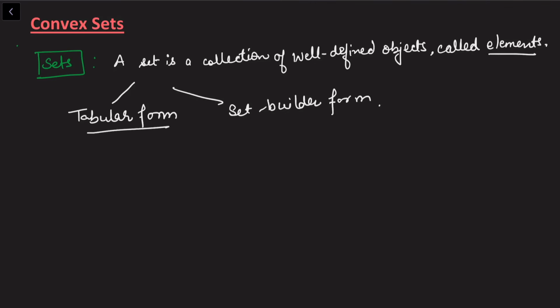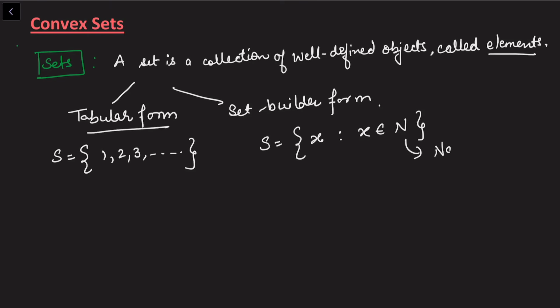Set tabular form means, say for example, I want to have a set of the natural numbers. So I can say 1, 2, 3, 4 and so on. This is the set of natural numbers. In the same way, I want to write the set in the set builder form. So here I will write S consists of element X such that X belongs to the set of natural numbers. So here N is the set of natural numbers, and X is an element of S if X belongs to the natural numbers.